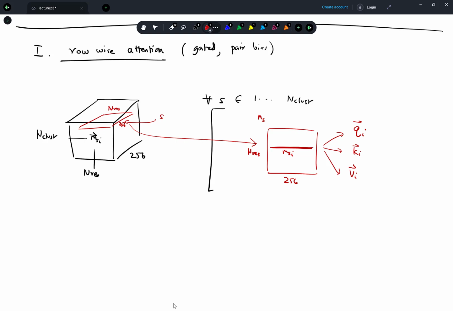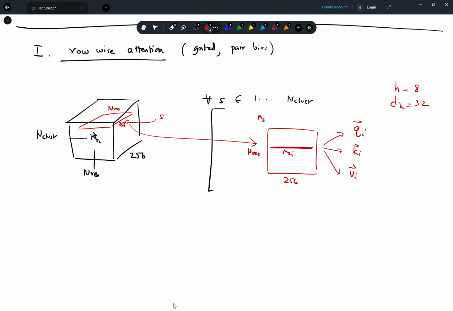And here dk is 32, and the number of heads is 8. Okay, so this is a pure attention, transformer-based attention that we know of. So what do we do with this information? Well, you do the standard stuff.